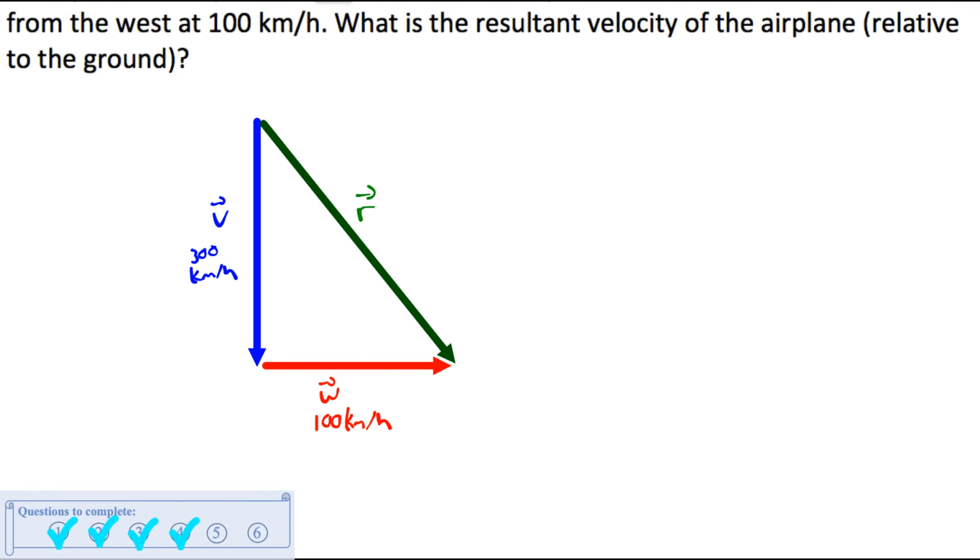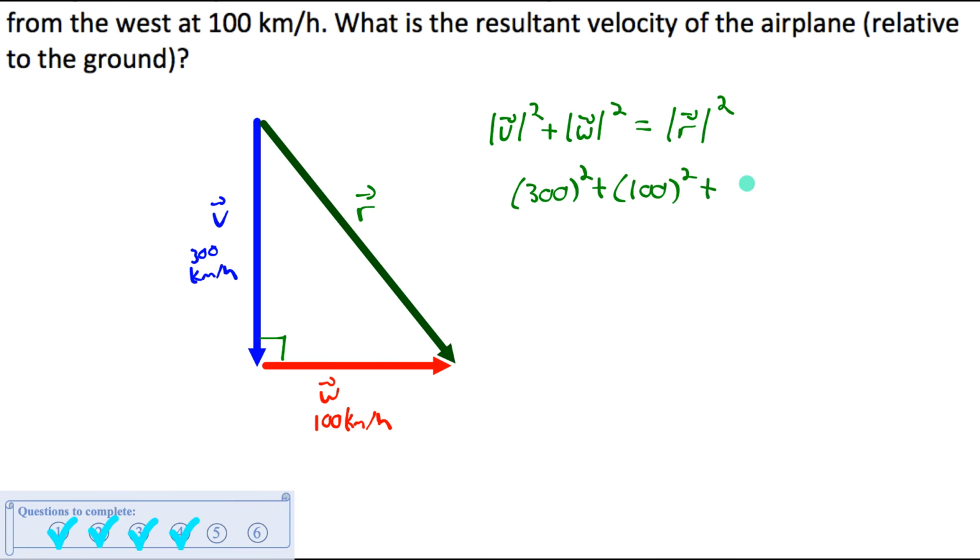I need to know both the direction of vector r and its magnitude, right? Because velocity has a direction and a magnitude. So let's start by finding its magnitude. Notice what we have here is a right angle triangle. We know two sides of the right angle triangle, so to find the third side, we could just use Pythagorean theorem. The magnitude of vector v squared plus the magnitude of vector w squared would equal the magnitude of vector r squared. So we'll do 300 squared plus 100 squared, and that will give us the magnitude of vector r squared.